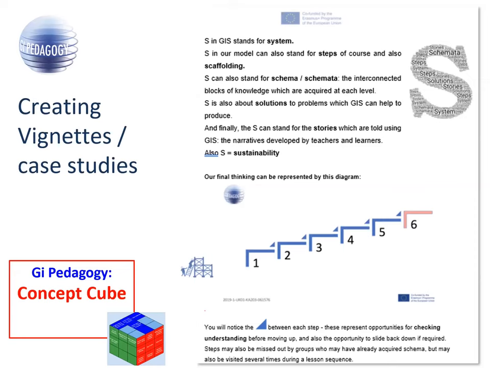So we had a think about it and came up with the GI pedagogy concept cue. Through all our work, we realized that S stood for a lot of things. S stands for the system, the steps, the scaffolding, the schema, the solution to GIS problems, stories, sustainability. Between the steps, you'll see these little triangles, and these represent the opportunities for checking understanding before moving up, and also the opportunity to side-step and go back. The steps may also be missed out by groups who have a better knowledge and have acquired schema beforehand.